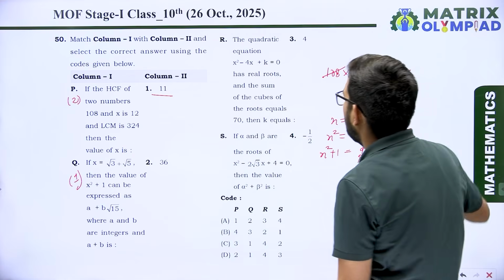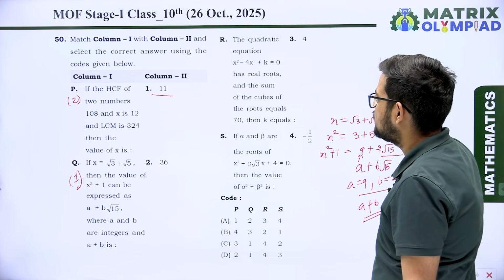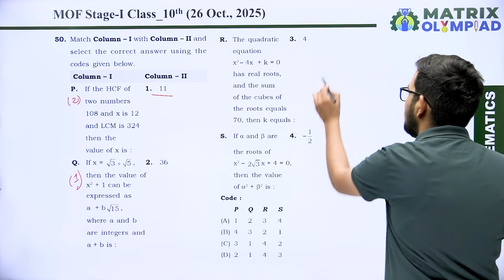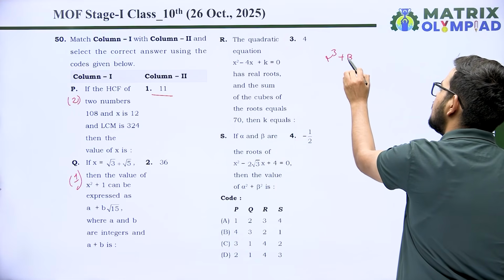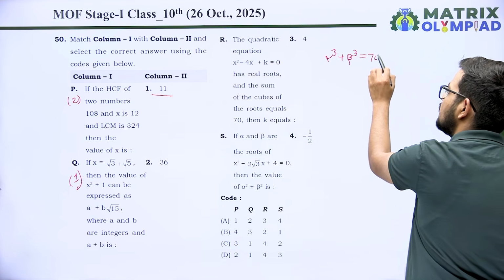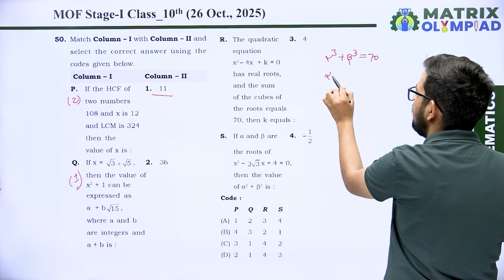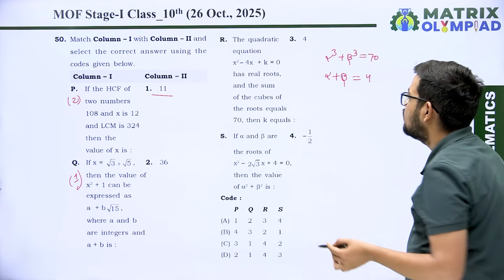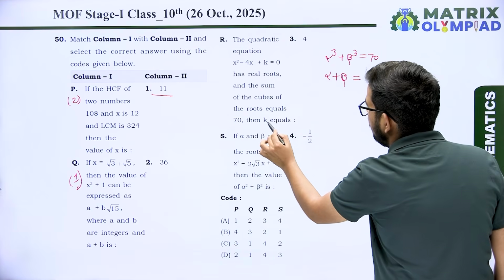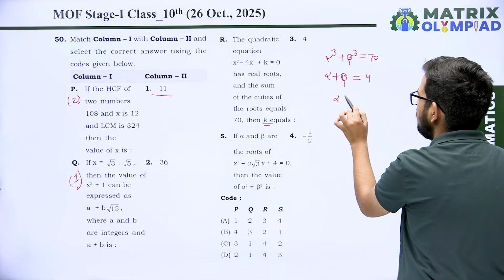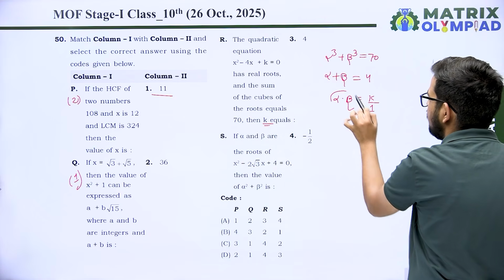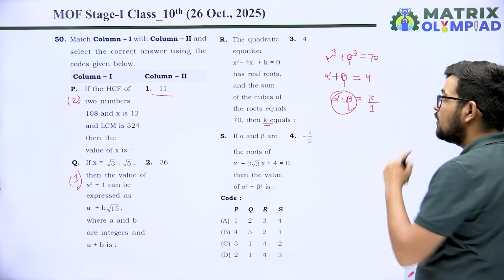And R, the quadratic equation has real roots, and the sum of the cubes of the roots equals 70, then k equals. It is saying that alpha cube plus beta cube equals 70, and from here alpha plus beta equals minus b upon a, that is 4. So we have to find the value of k, that is alpha dot beta equals k upon 1. So we have to find the value of alpha dot beta.